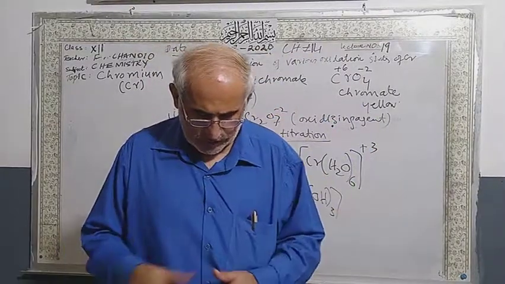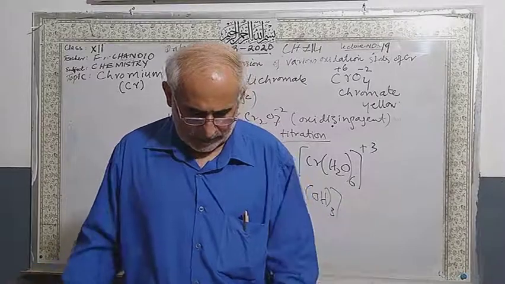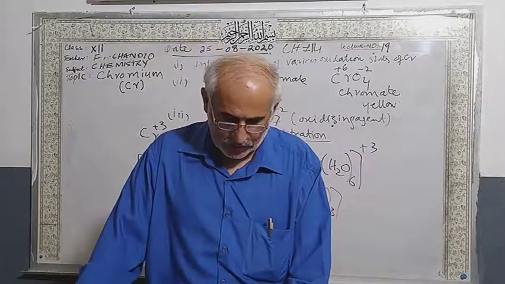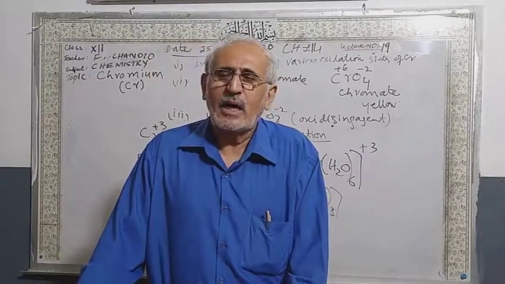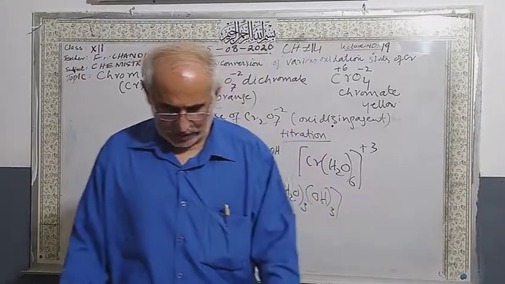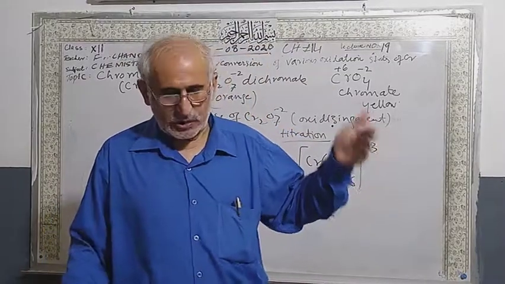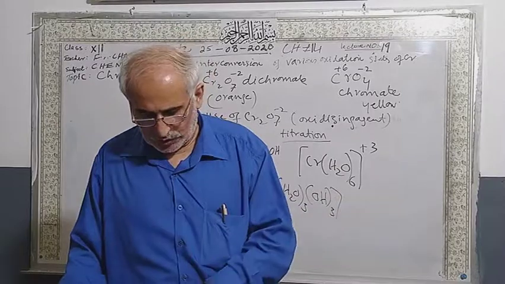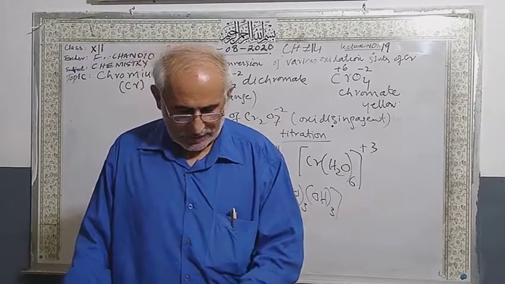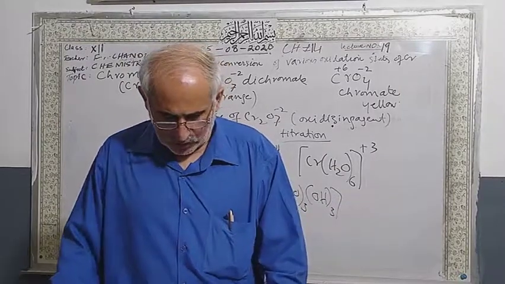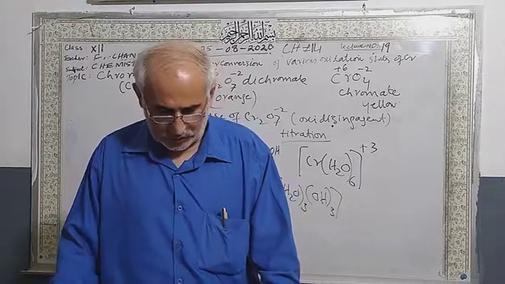So dear students, in the hexahydroxochromate 3, when we add the hydrogen peroxide, the color is going to be changed to yellow, from the orange to yellow color.